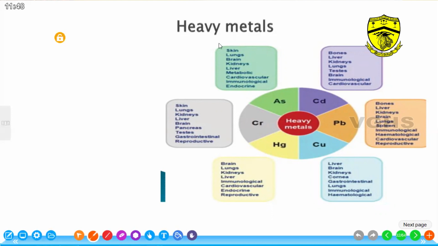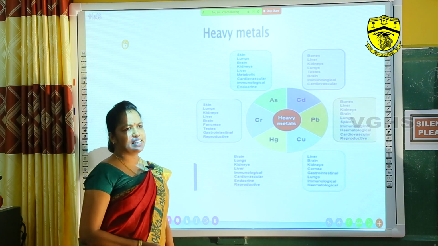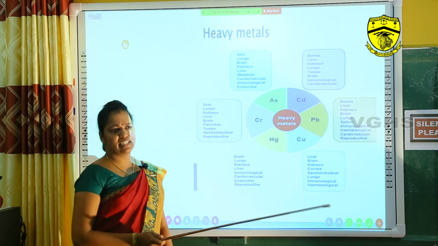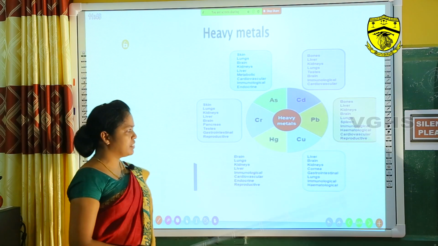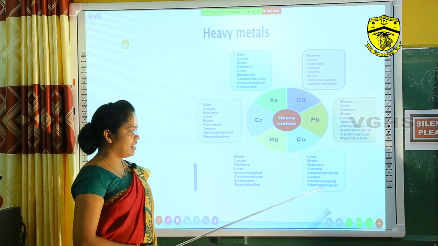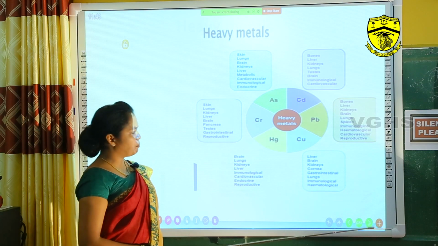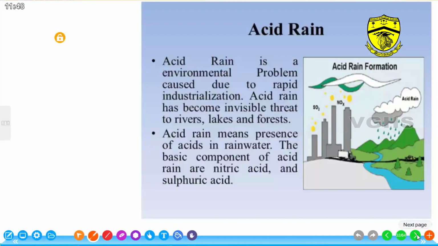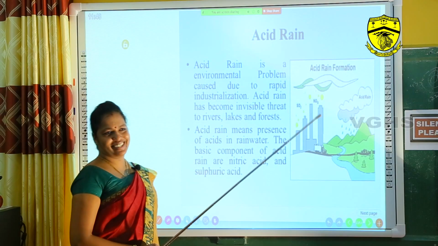What are the diseases caused by heavy metals in our body? You know that kidney failure is a major one for arsenic, and also asthmatic problems, wheezing problems, brain death, gastrointestinal problems and lung problems. These are the problems caused by heavy metal usage. And next one is acid rain.